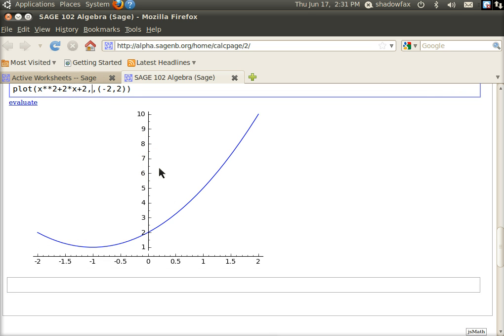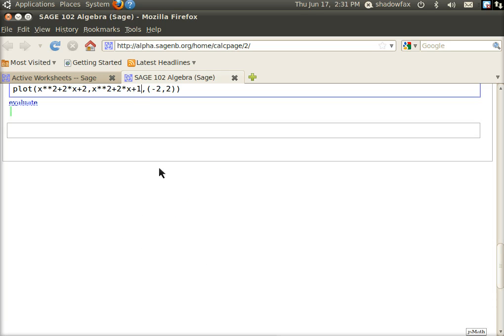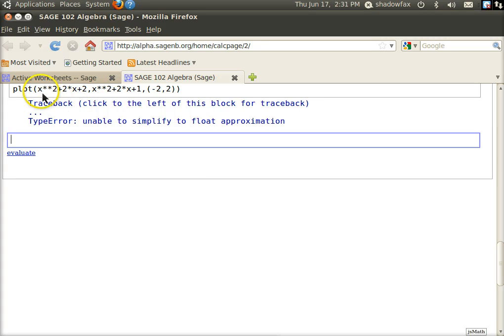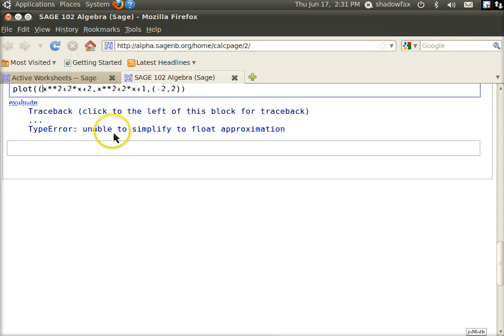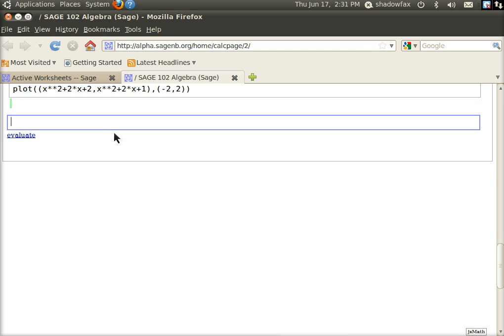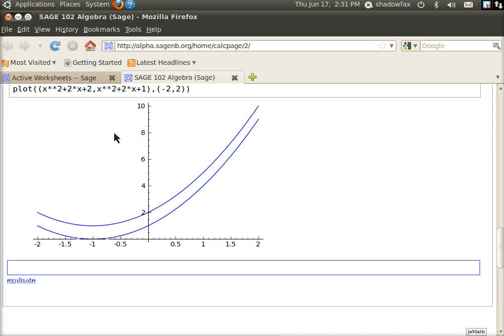Now you can do separate plots, but if you want to put it all in one, I could say, okay, comma, x squared plus 2 times x plus 1. Now that's an error, because if you're going to plot more than one function, you have to make a list, and that requires parentheses here and here. There you go. And let's see, this one is the one that was real rational equal, hits the x-axis at one place. It was at negative 1. There it is. Good. Very nice.